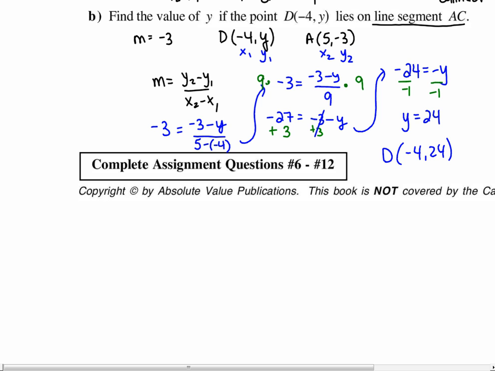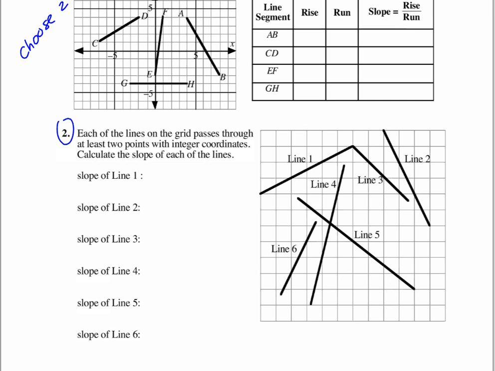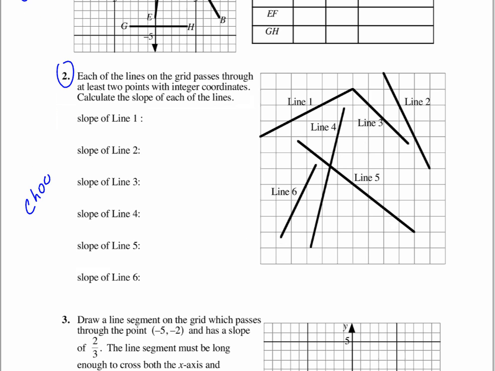All right, that is it for today. The assignment is from lessons 4 and 5. From lesson 4, it is page 523. For number 1, choose any two. Choose 2 of these. Number 2, choose 2 lines to find the slope of. Any 2.